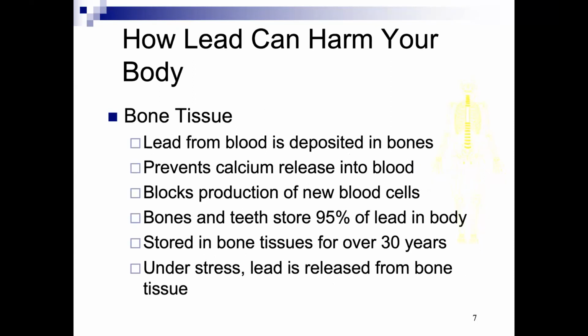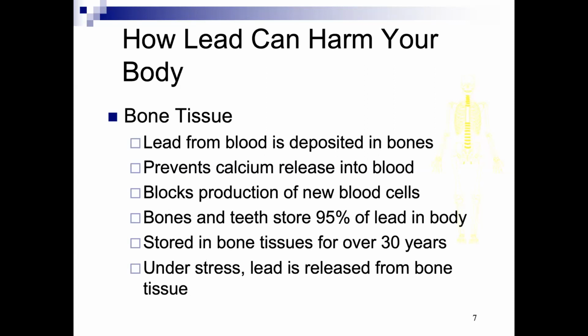Lead also goes into the bone tissue. Lead in the blood is deposited in the bones. It unfortunately also prevents calcium release into the blood. It blocks the production of new blood cells. Bones and teeth store 95% of what we call a body burden of lead. How much lead we have in our body is usually stored in the bones and the teeth.